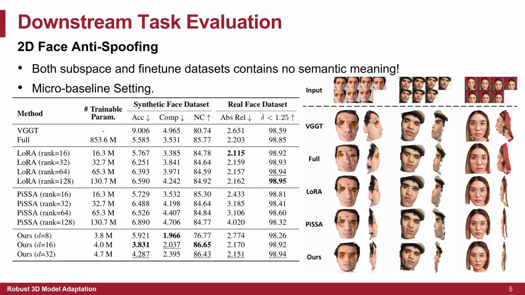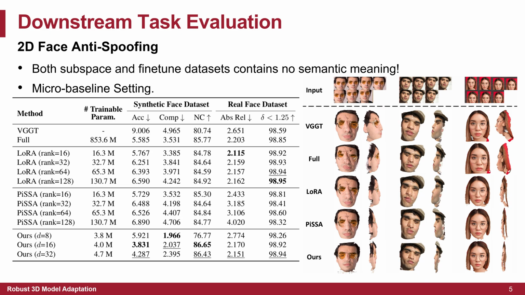Our first downstream task is 2D face anti-spoofing under the micro-baseline setting. Here, both the subspace extraction data and the fine-tuning data contain no face semantics. They are purely synthetic scenes. However, they share important 3D attribute distributions with the target task, especially the micro-baseline camera motion. This allows us to test a key question. Can semantically irrelevant synthetic data still improve a real downstream task as long as the underlying 3D attributes are shared?